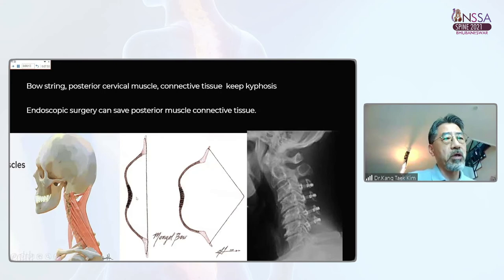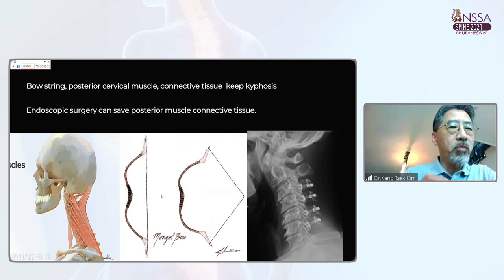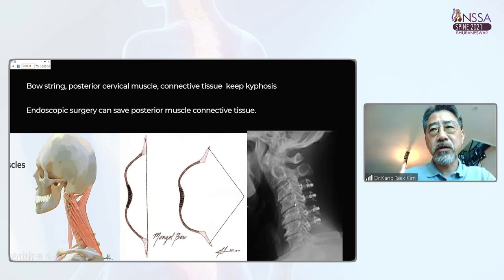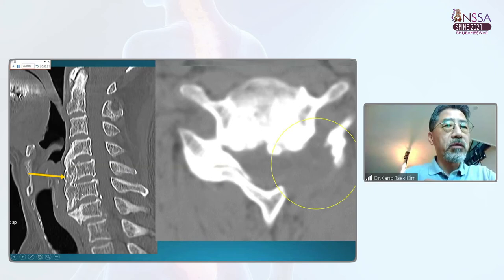Endoscopic posterior decompression doesn't cause kyphosis because it does nothing to damage the posterior muscle ligament complex. If we apply endoscopic surgery in cervical lesions, laminoplasty, which can cause postoperative kyphosis like this, can be avoided. In case of anterior autofusion, drastic and wider facetectomy can be useful for full decompression, and that doesn't cause instability postoperatively due to the anterior autofusion.